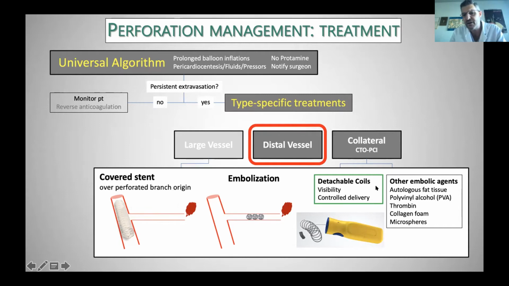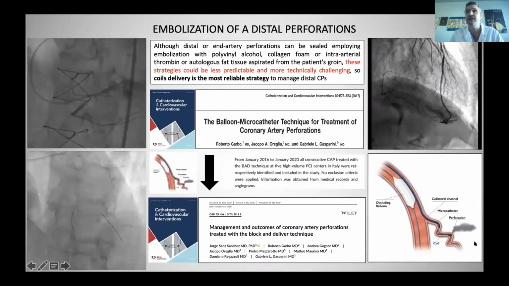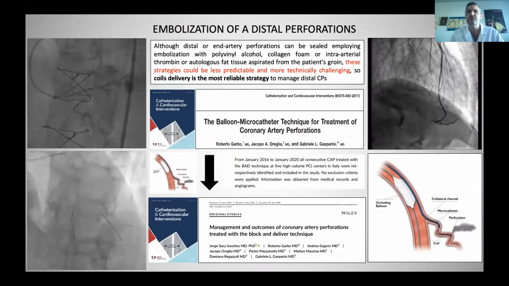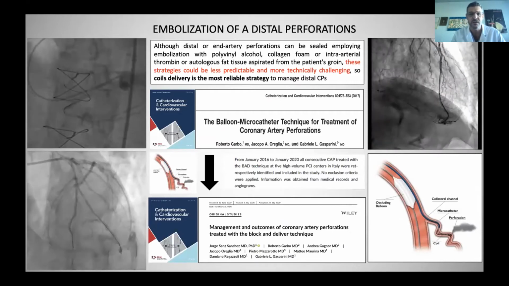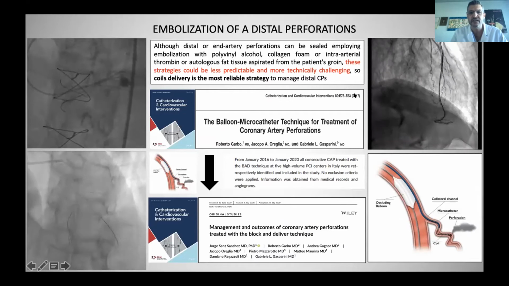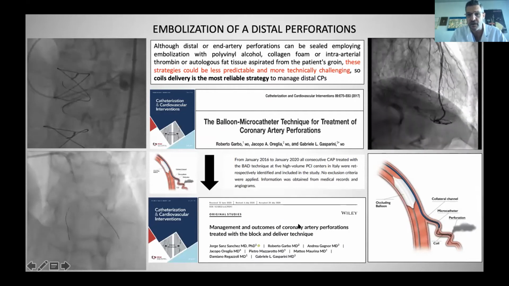And there are several embolic agents, but honestly, I suggest using detachable coils because they are really reliable. And once you become confident with this kind of technique, it's quite easy, fast, and safe to deliver a coil. So honestly, the liberal coil is the most reliable strategy to manage distal coronary perforation.